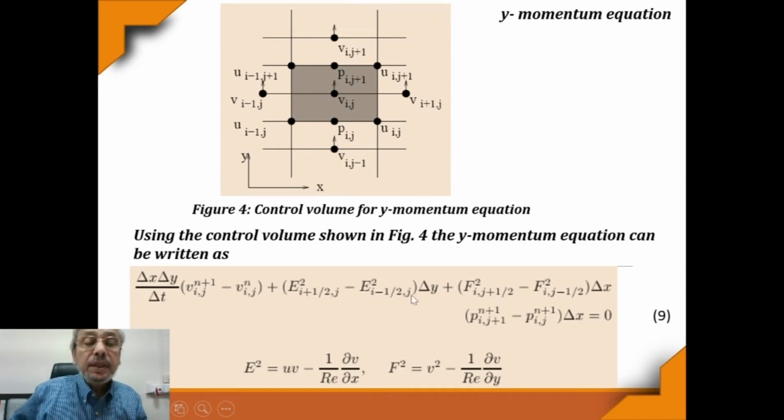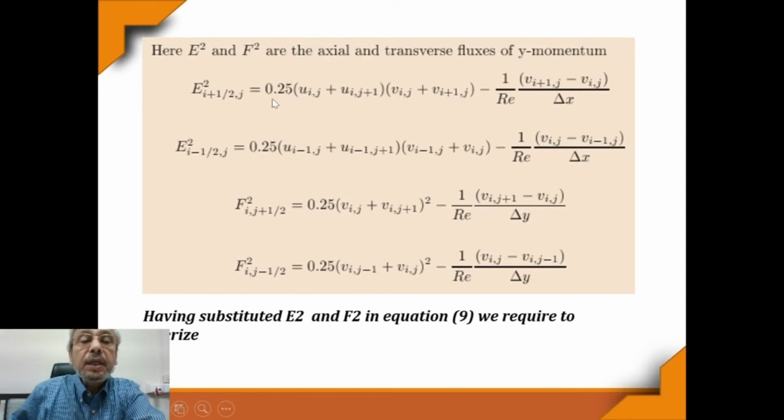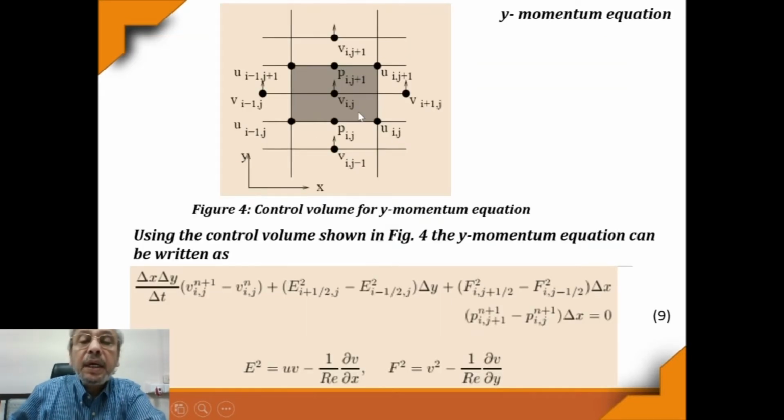Now this equation 9, we have to express in terms of u, v and their derivatives. So if we want to do that, like here, E2 at the i plus half location is basically u into v. So how do we find u into v at this location? This is interpolation simply.